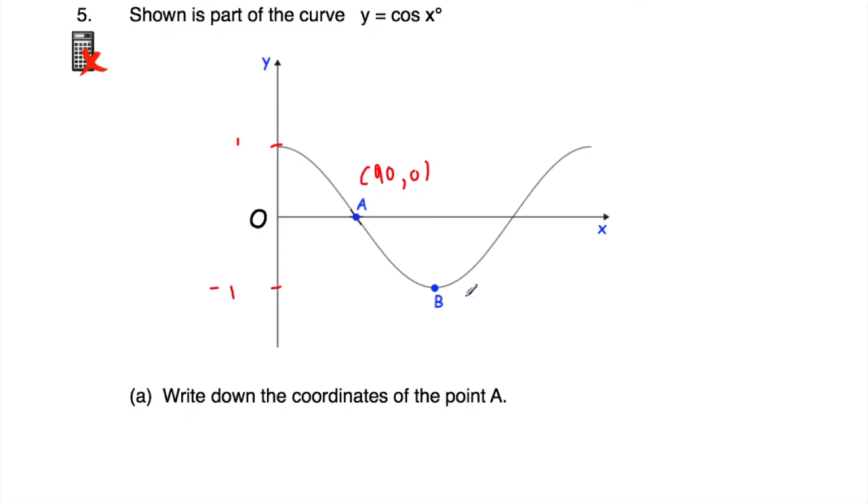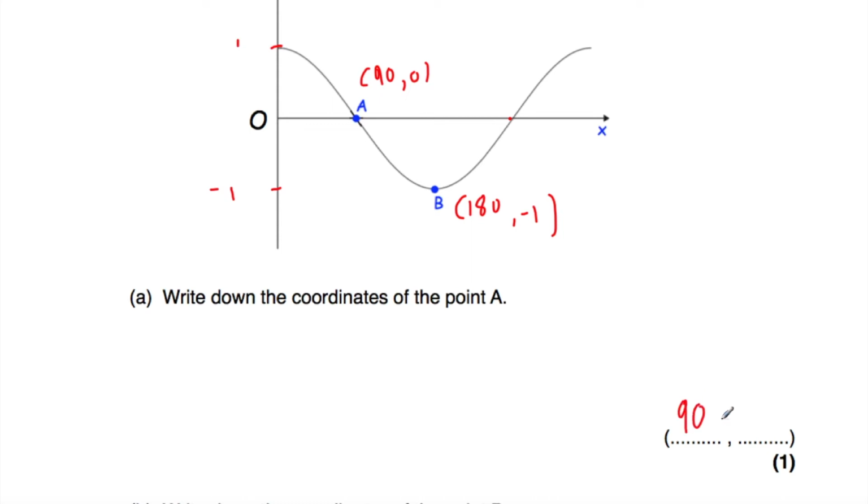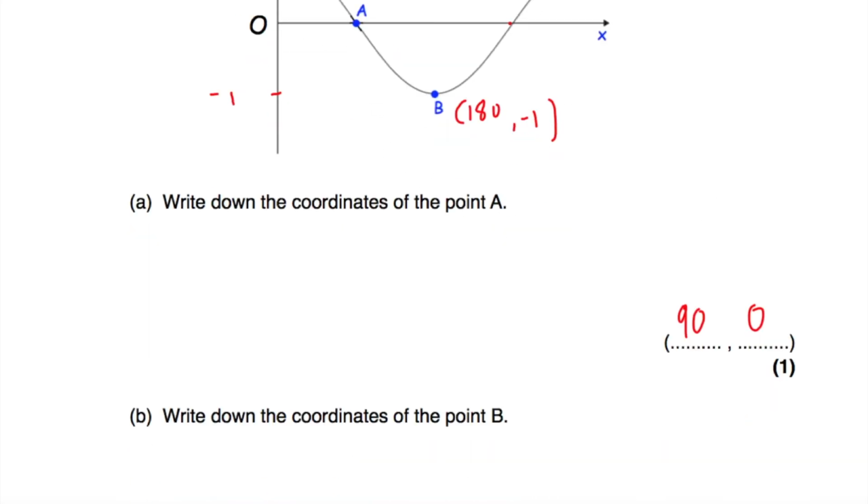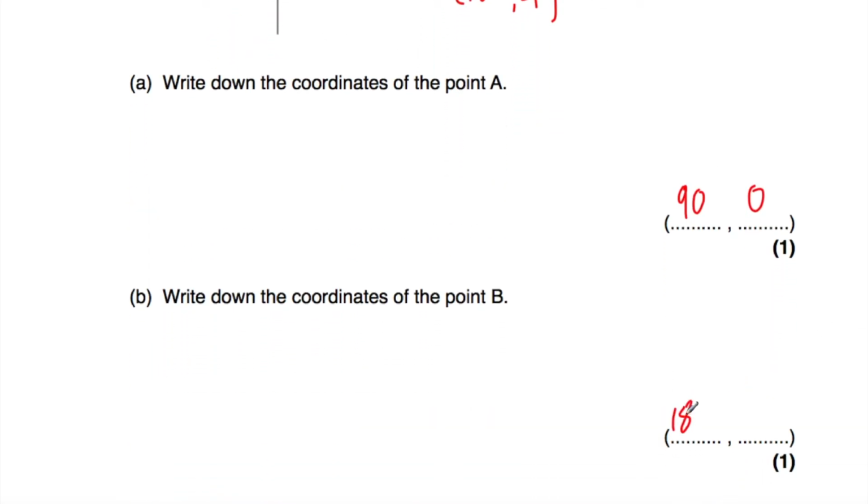It reaches a height of -1 at 180 degrees, so 180 degrees, -1, and then that would be 270 degrees, 0, and so on. So the coordinates of the point A would be 90, 0, and the coordinates of the point B are 180 degrees, -1, and that's it.